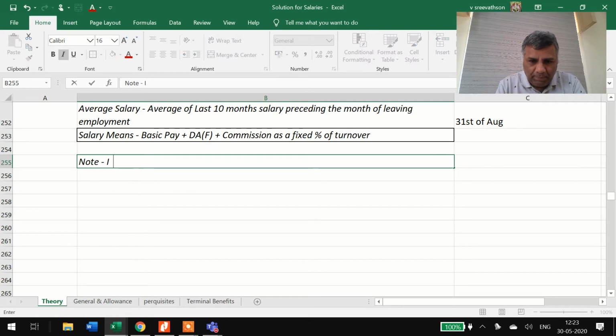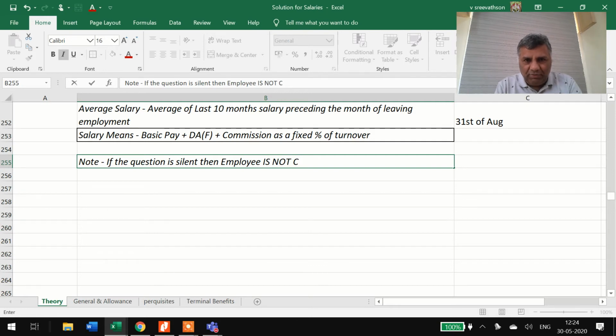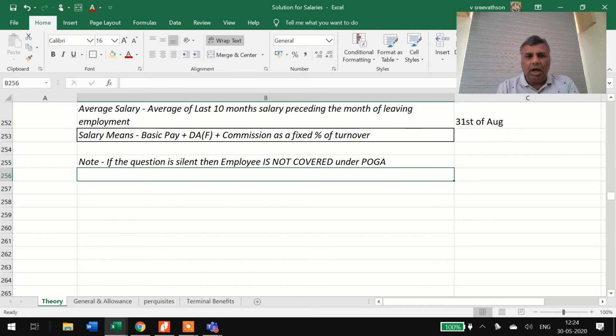Note, if the question is silent, then the employee is not covered under POGA, under the Payment of Gratuity Act.